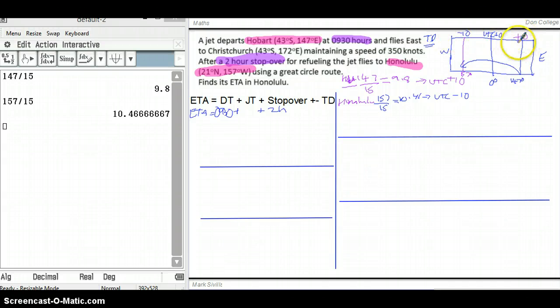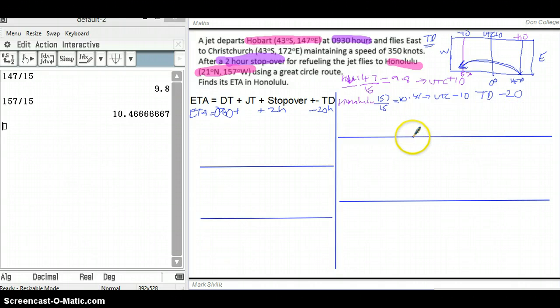20 hours behind Hobart. If we're going the other way, Hobart would be 20 hours ahead of Honolulu, going that way. But because we're going this way, it's 20 hours behind. That means our time difference is minus 20. So we can put that straight in here. It's going to be minus 20 hours. Again, 20 hours behind because we're starting here and going backwards that way.